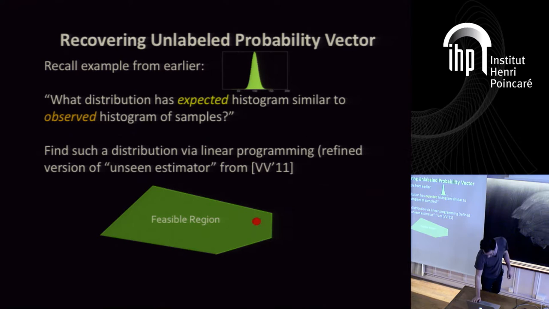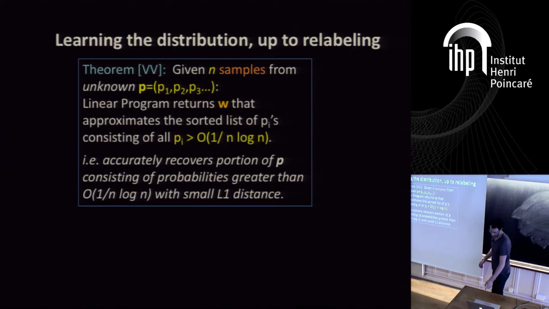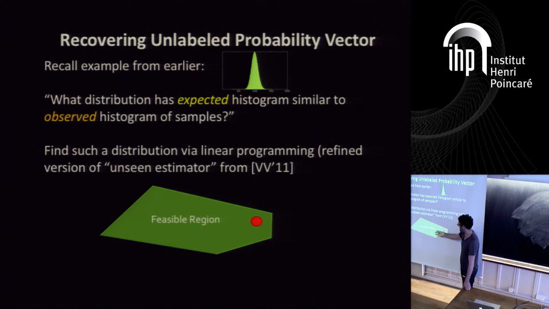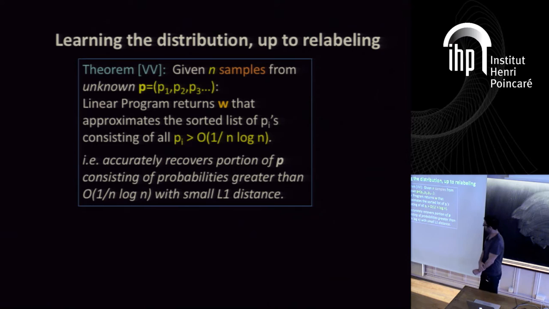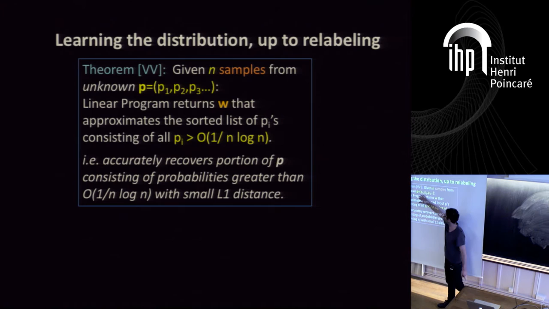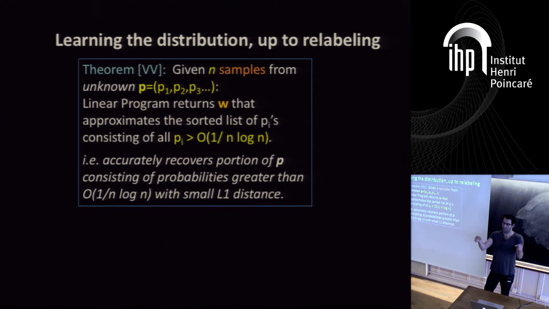Okay. And what's the performance of this? Namely, given a certain number of samples, you want to argue that the diameter of this feasible region is small. So what can we say about that? Well, given n draws from some unknown distribution, which could have a countably infinite alphabet, it doesn't matter, the linear program is going to return some unlabeled vector w that approximates a sorted list of probabilities for all the probabilities that are at least 1 over n log n.